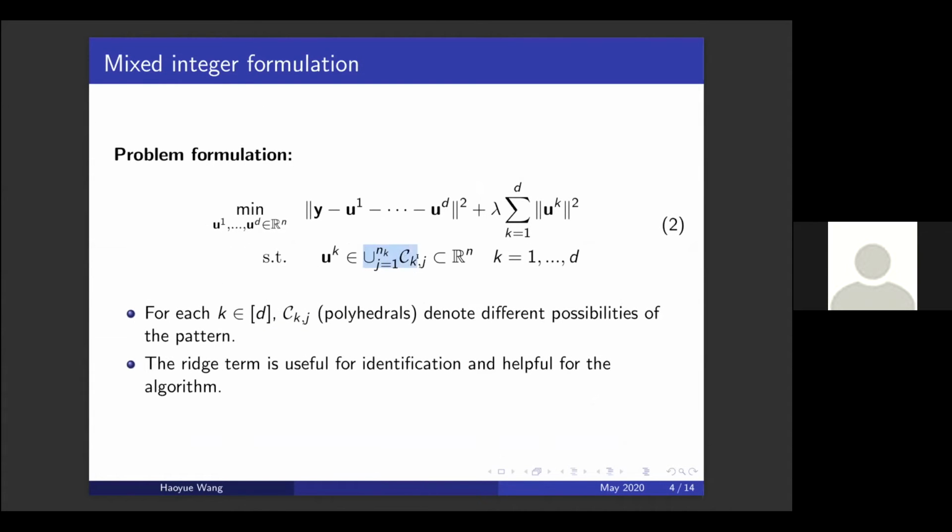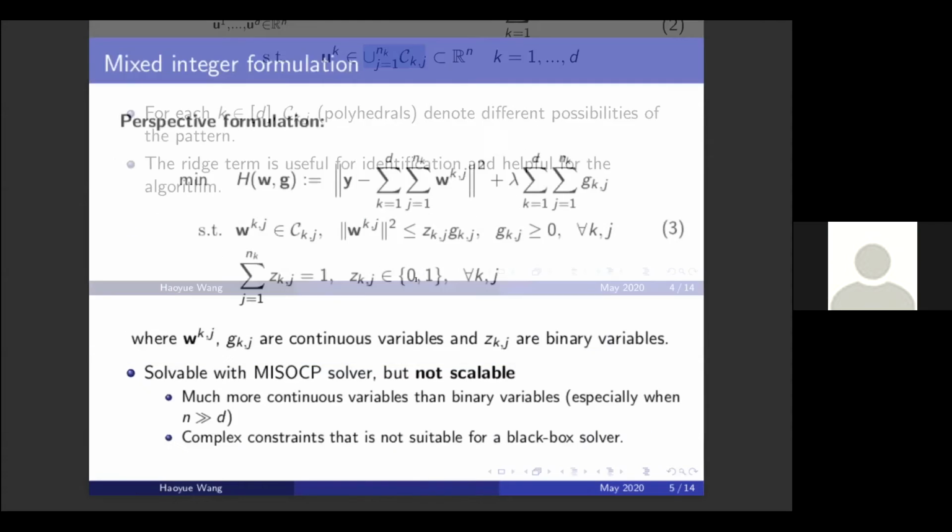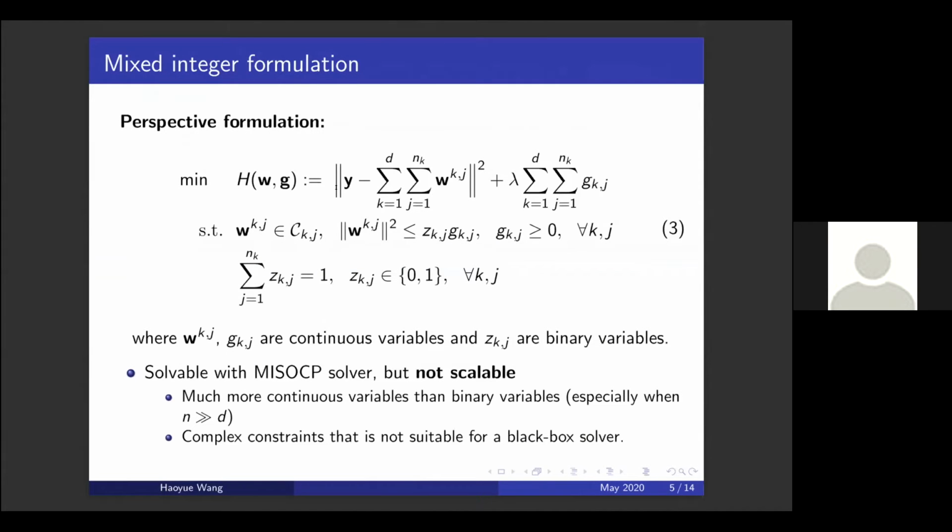Note that this constraint is actually a non-convex one, so we have to reformulate it into another formulation. We are going to use a perspective formulation. Here we introduce different copies ukj. The summation of wkj corresponds to the variable uk in the previous formulation, and wkj lies in the polyhedral ckj, which means that it satisfies some shape restriction. We also introduce binary variables. By this constraint, we can see that when zkj is 0, the corresponding wkj must be 0. It can be verified that this formulation is equivalent to the previous one.